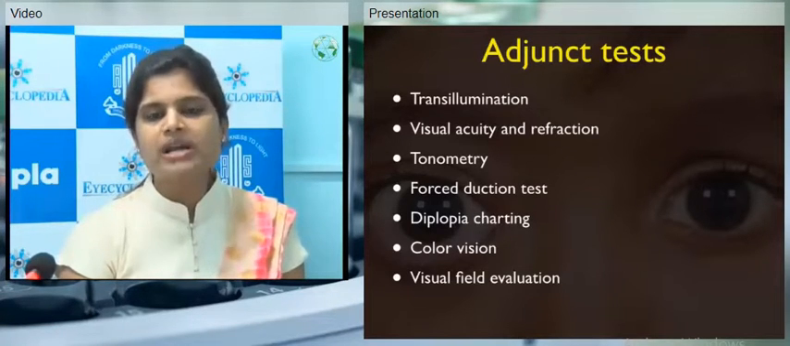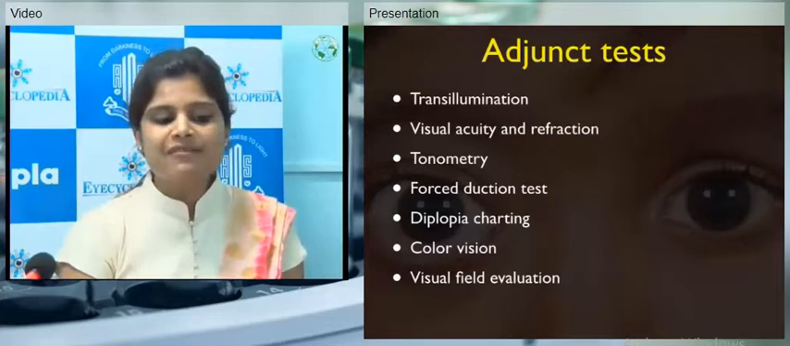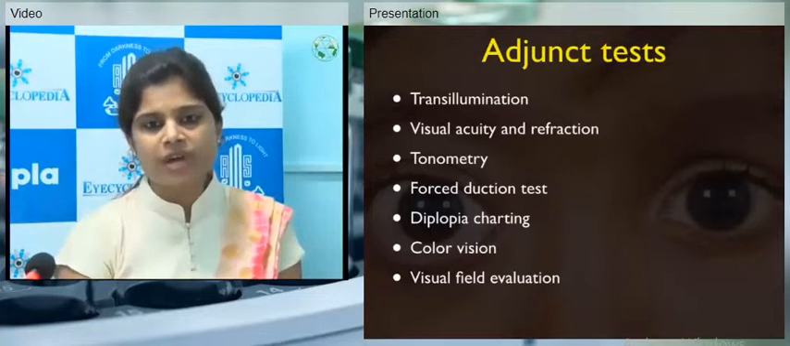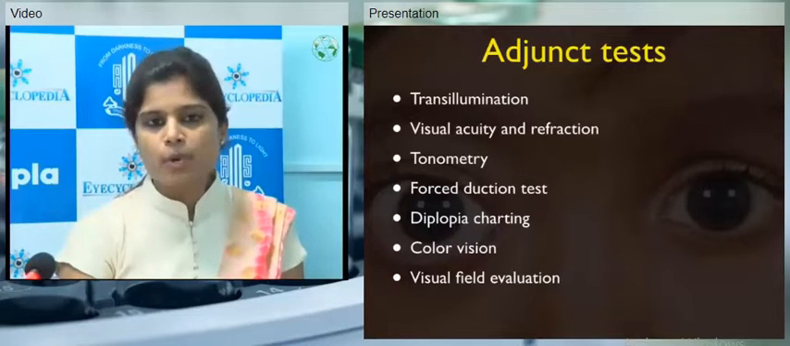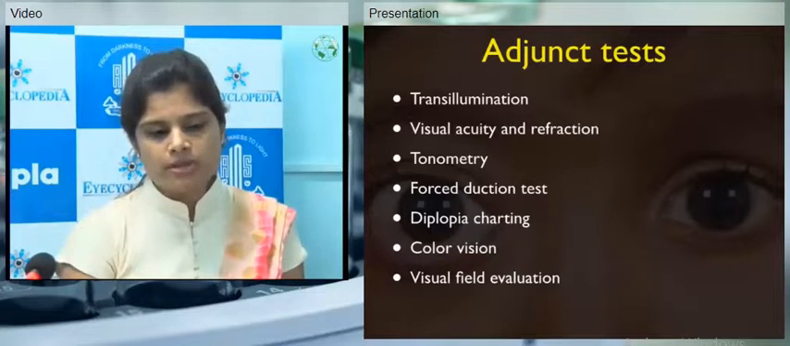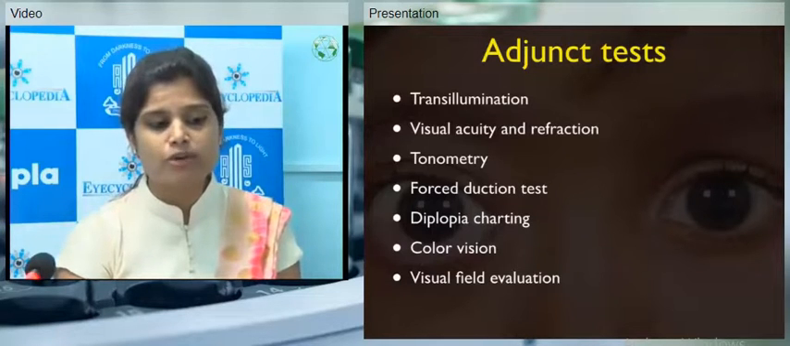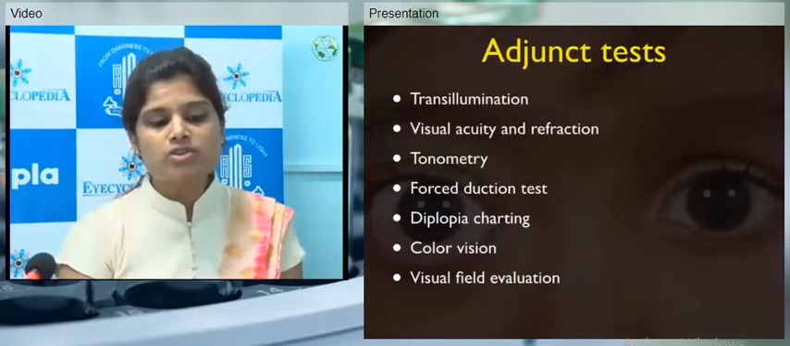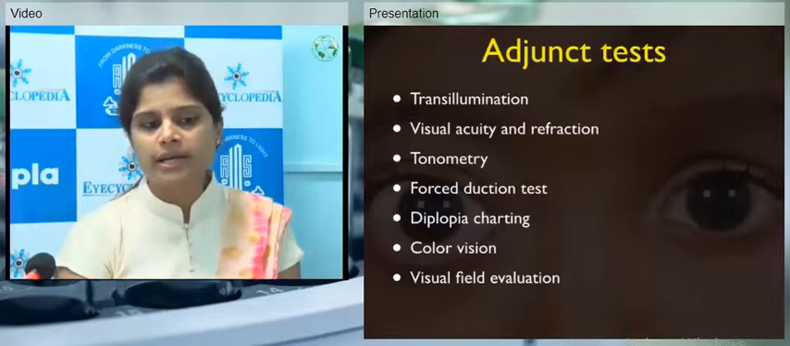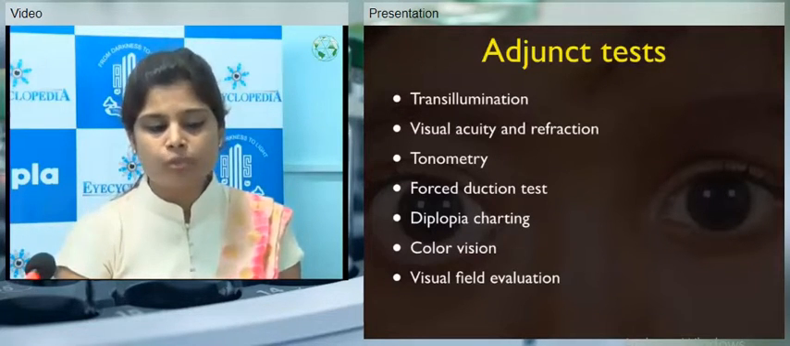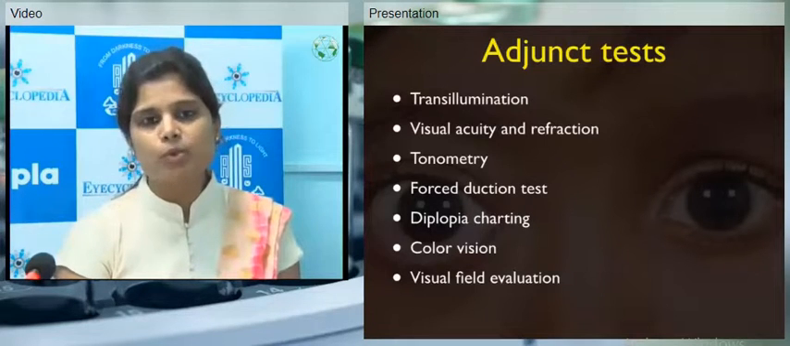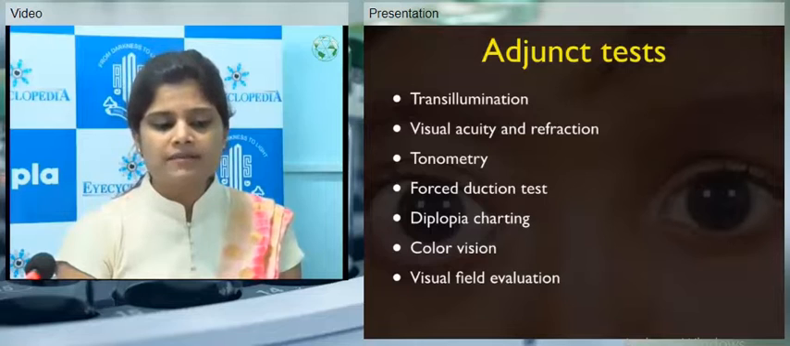The next is the force-duction test. It should be done in all cases of proptosis to see if it is a paralytic or a restrictive cause that is causing the proptosis. All of you who do squint work know this is a routine squint test, so I'm sure you are aware of the technique. Next, in all cases of proptosis, we always have to do diplopia charting. If the patient has restriction of movement, then the patient will definitely have diplopia. So we have to note if the patient has diplopia in primary gaze or in a certain gaze. That again gives you a clue.